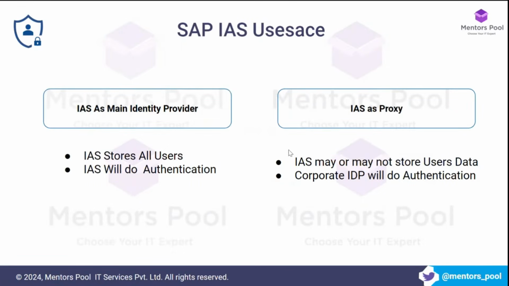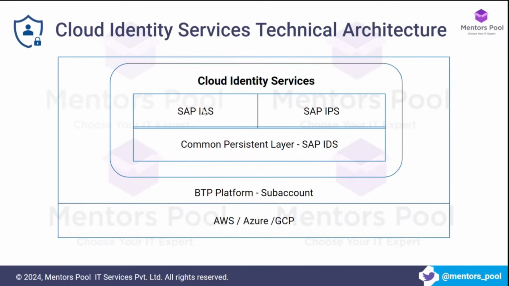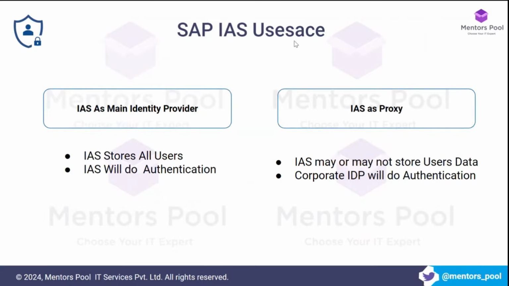Let's go further. We'll focus on IAS first, because we are focusing on the authentication part. IAS comes with two use cases: IAS works as a main identity provider, and IAS also works as a proxy identity provider.